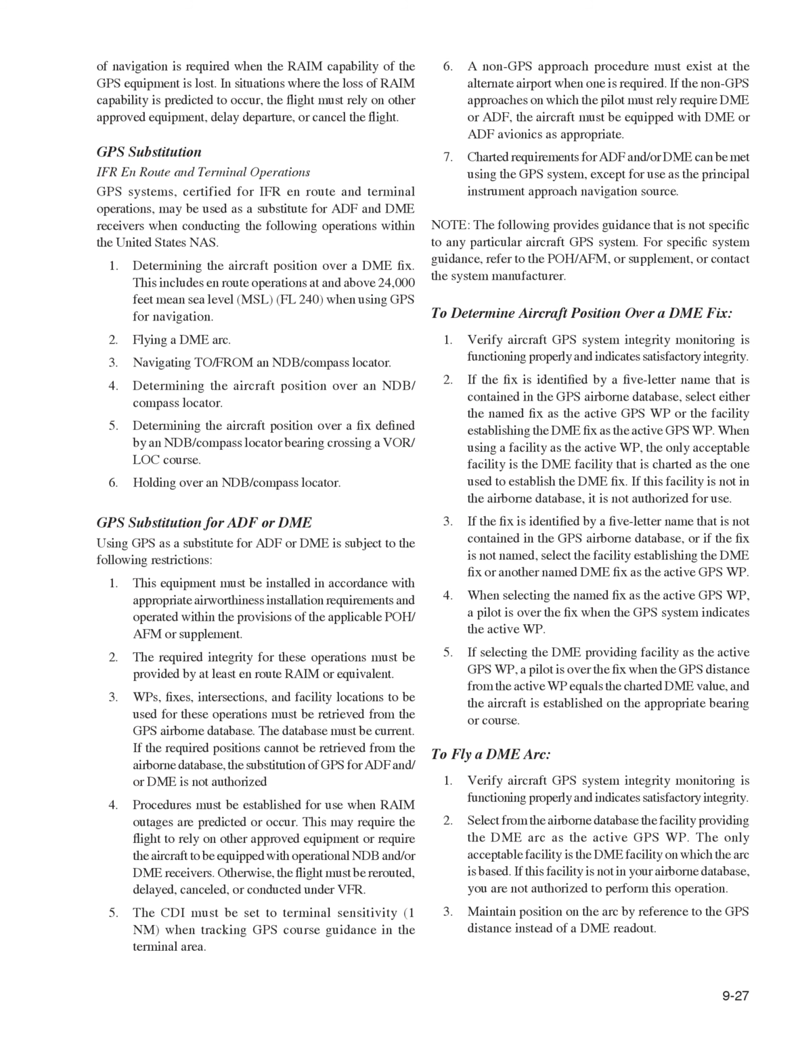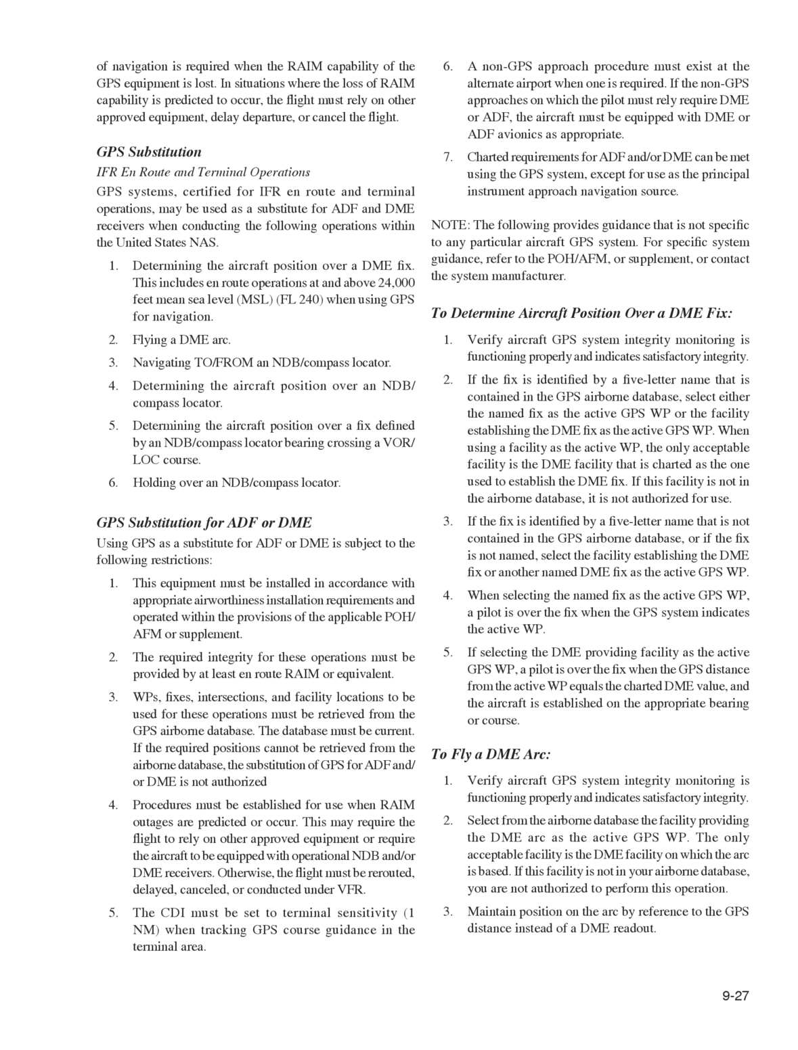GPS substitution for ADF or DME. Using GPS as a substitute for ADF or DME is subject to the following restrictions. 1. This equipment must be installed in accordance with appropriate airworthiness installation requirements and operated within the provisions of the applicable POH/AFM or supplement. 2. The required integrity for these operations must be provided by at least en route RAIM or equivalent.